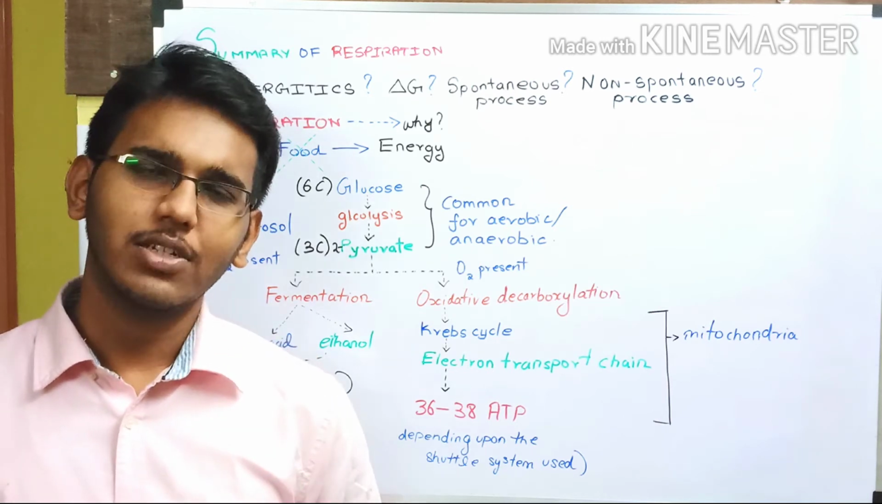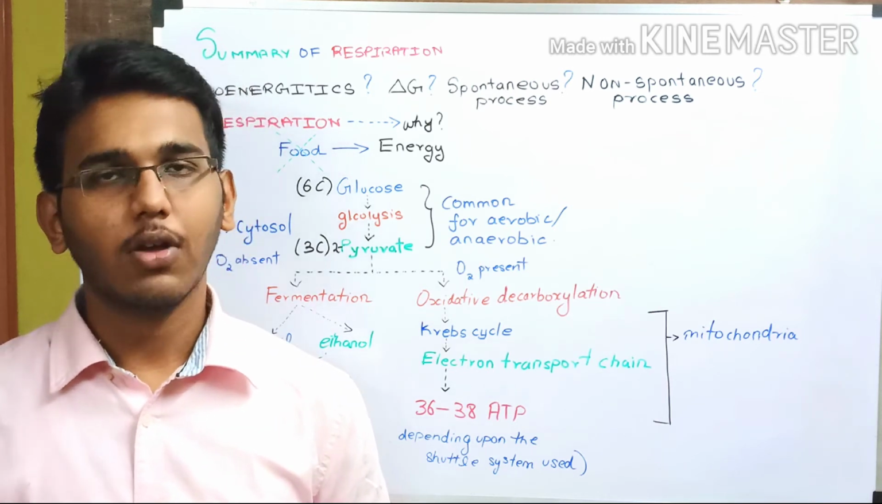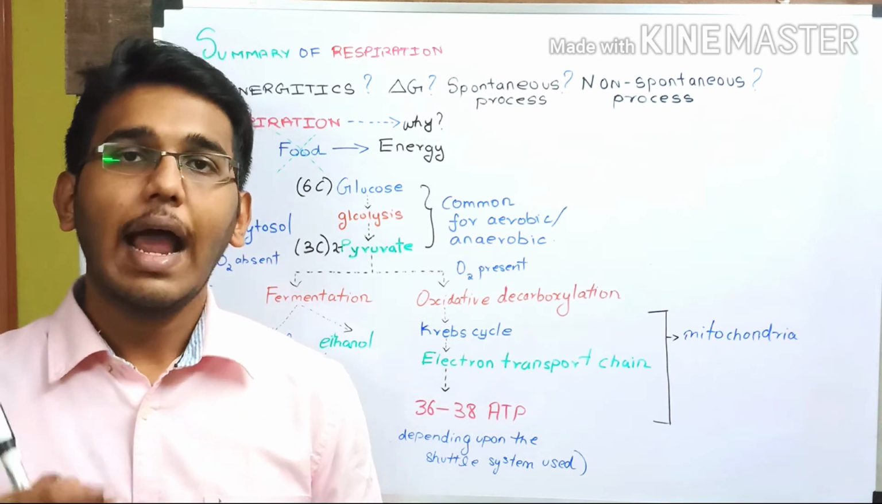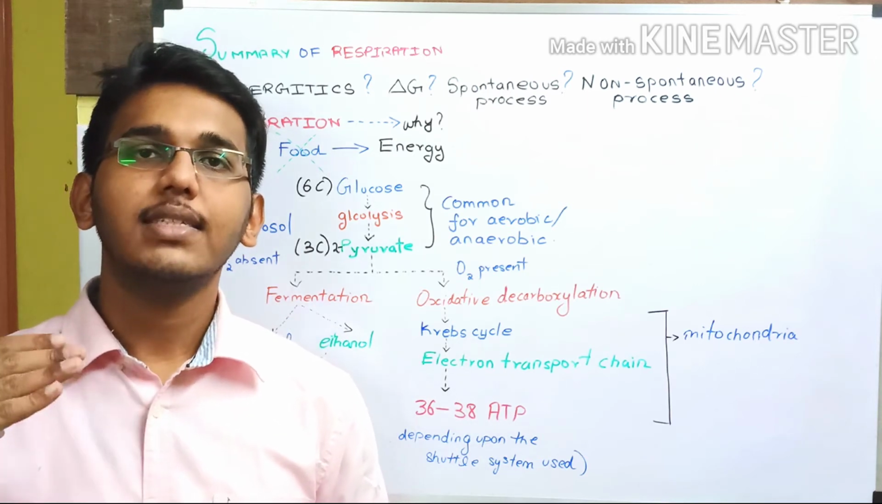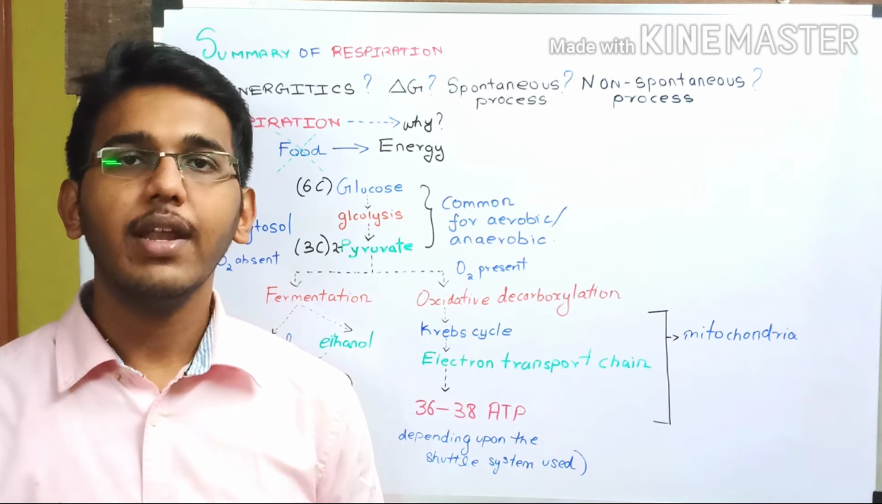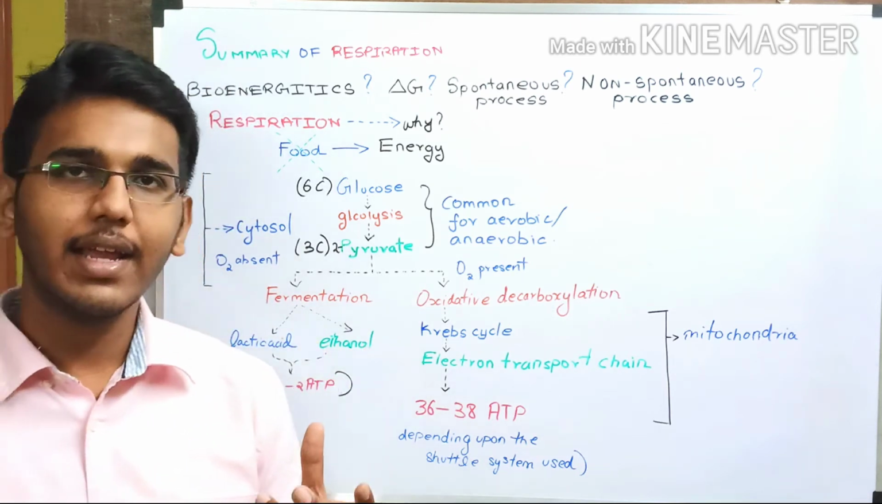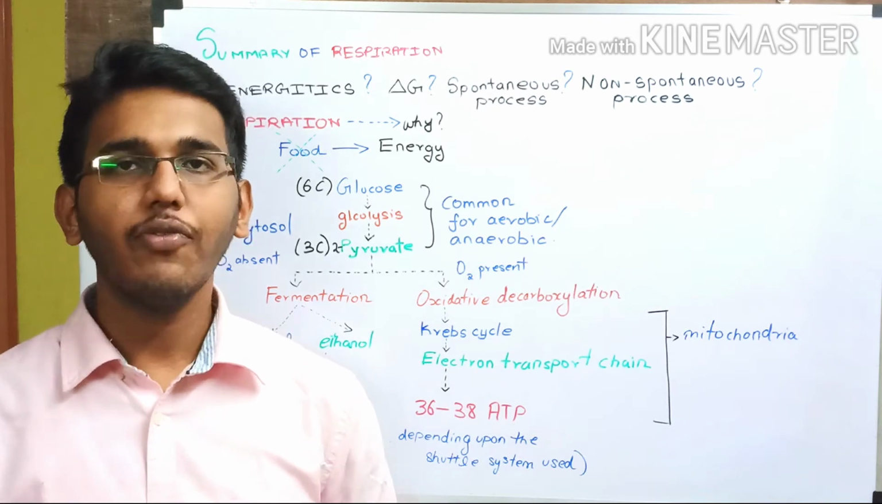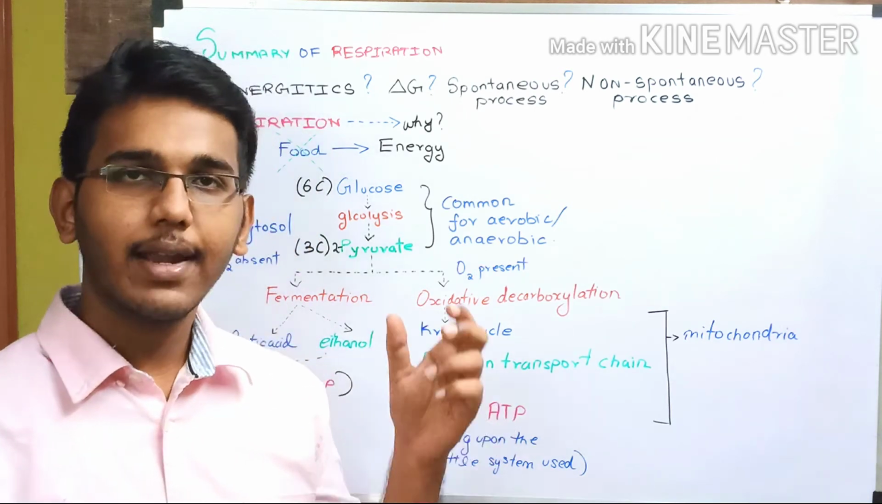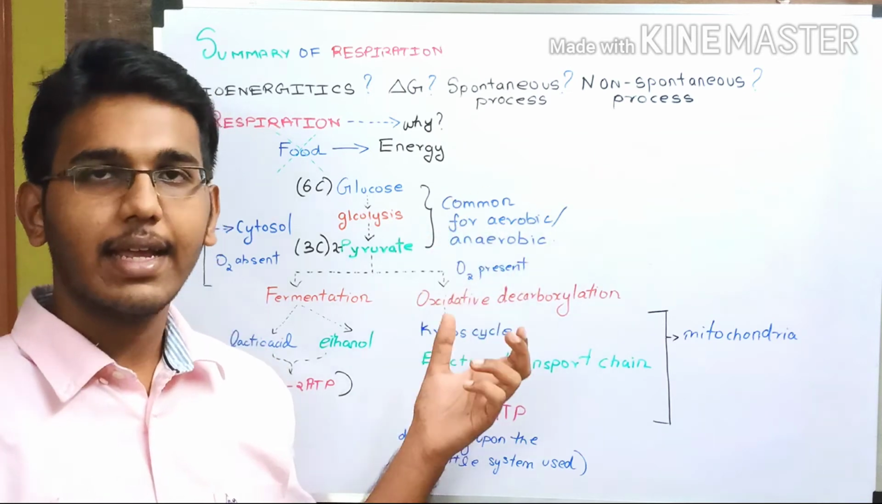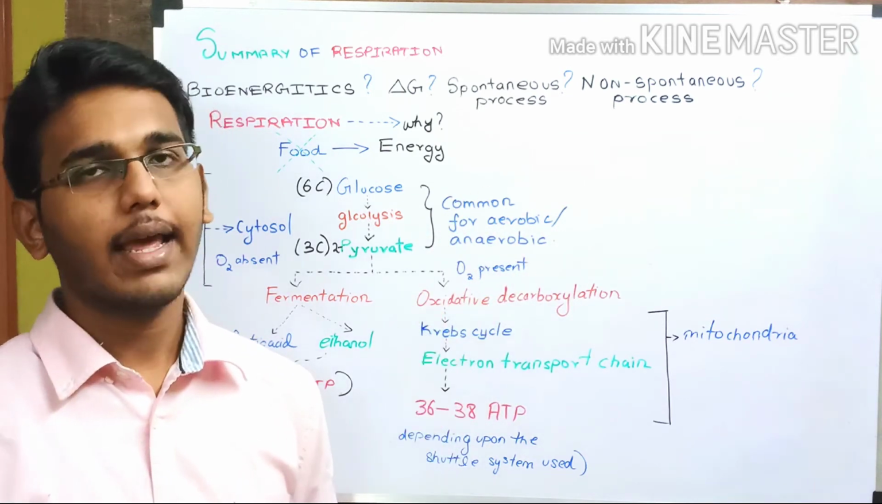And what is a high energy compound? A high energy compound is nothing but a compound which will release an energy of more than 7 kilocalories per mole when it is hydrolyzed or broken. So ATP, NADH and FADH are examples of high energy compounds, and of these, ATP and NADH alone are produced in glycolysis.